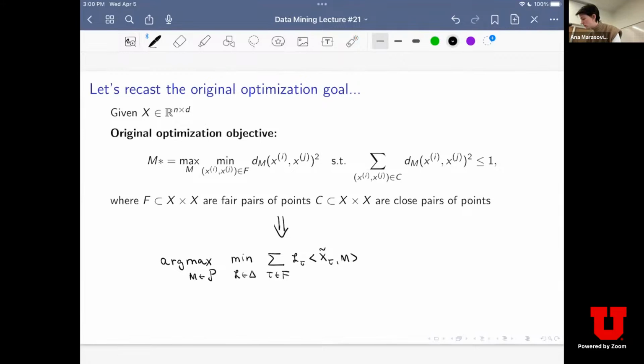Maybe I can write this down. So x tilde tau, M. For the scalar product, you will go over all indices s, t, and you're going to take the value in the matrix x tilde tau in position s, t and multiply it with the same position in the matrix M.